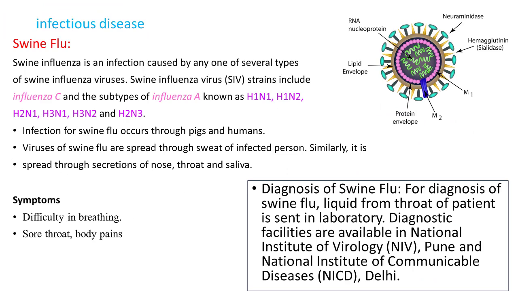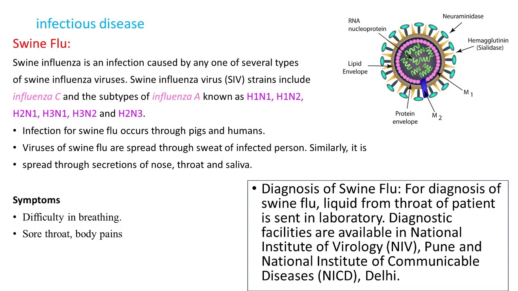The next infectious disease is swine flu. Reason for the infection: infection of swine flu occurs through pigs and humans. The viruses of swine flu spread through the secretions of the nose, throat and saliva. The swine flu virus SIV strains include influenza C and the subtypes of influenza A known as H1N1, H1N2, H2N1, H3N1, H3N2 and H2N3. Symptoms of the disease: difficulty in breathing, sore throat and body pains.